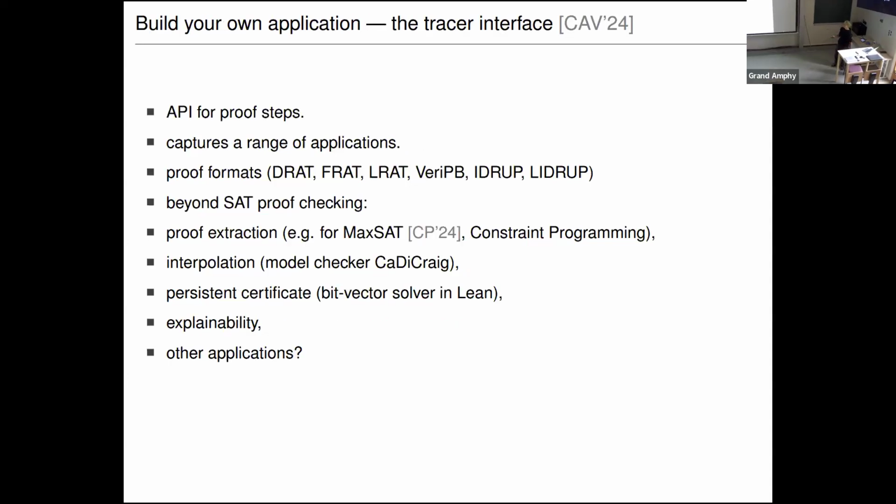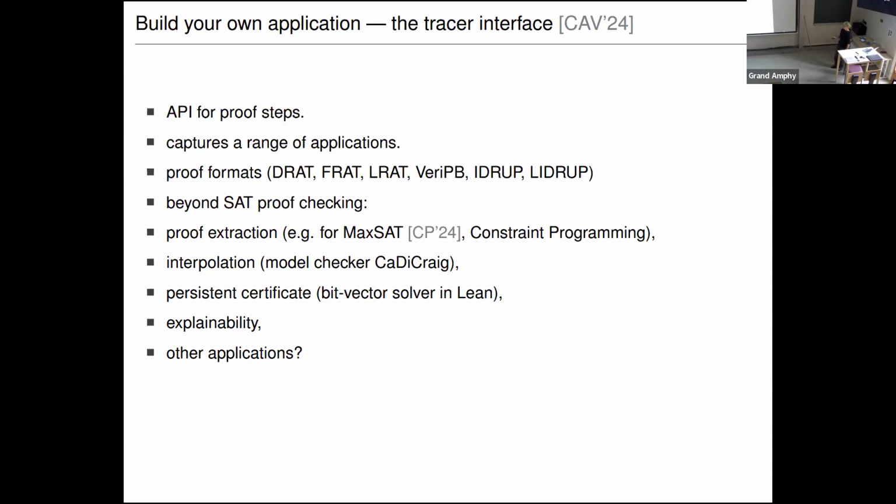Now, if you're a user of CaDiCaL, how do you get proofs? Well, either in the standalone usage, you just put them to a file, or you can also implement your own tracer with this tracer interface, where you get actually every proof step. I would claim there might not be any application which it doesn't capture. So you get all of the proof information, and you can implement all of these proof formats with it.